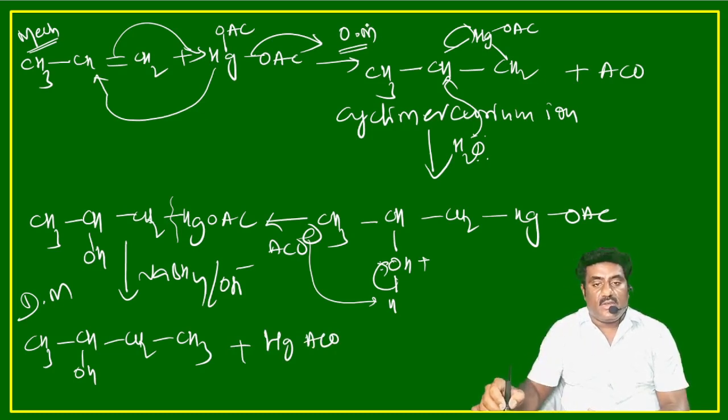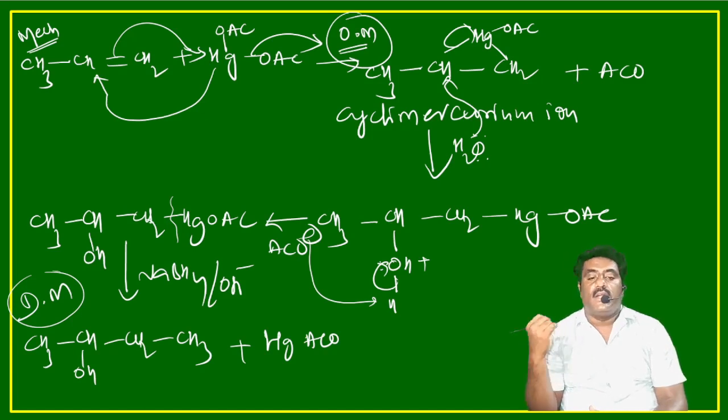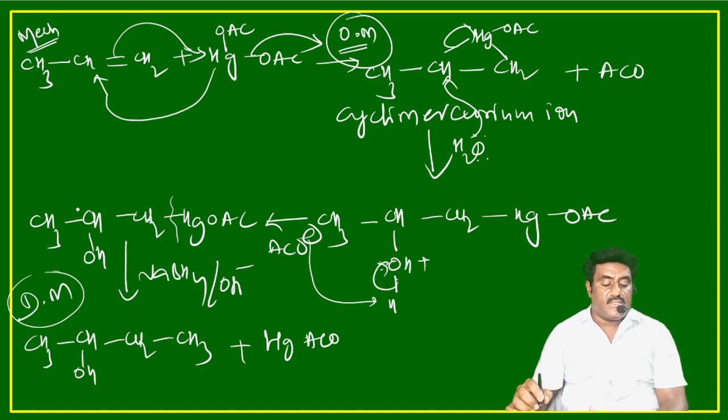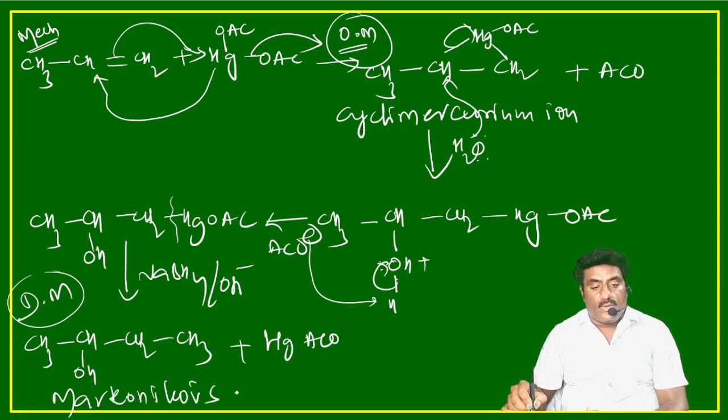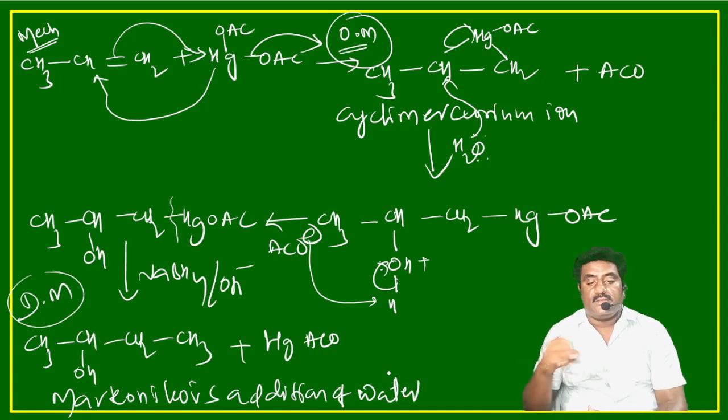The first step is oxymercuration. The second is demercuration. That's why it is oxymercuration and demercuration. So what is the product? It is a Markovnikov addition of water. So without rearrangement, the product is formed.